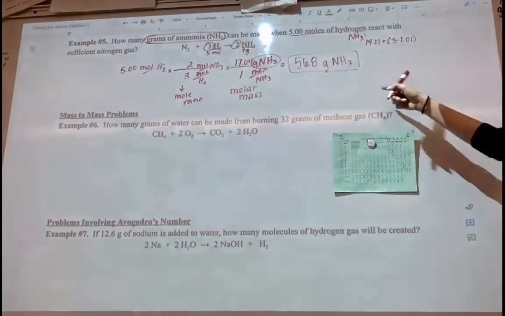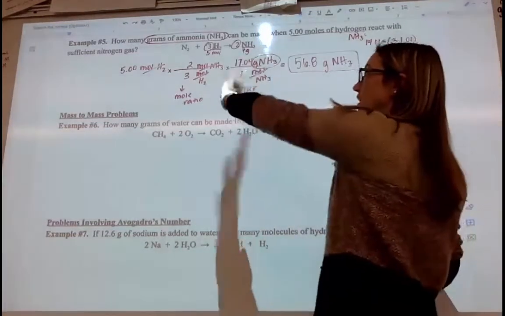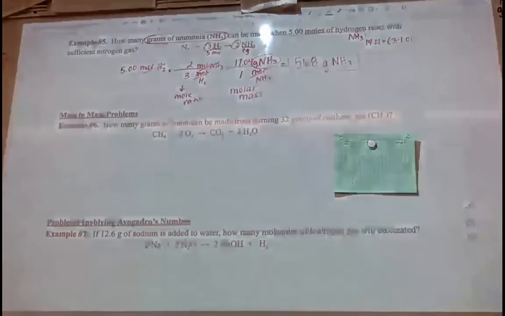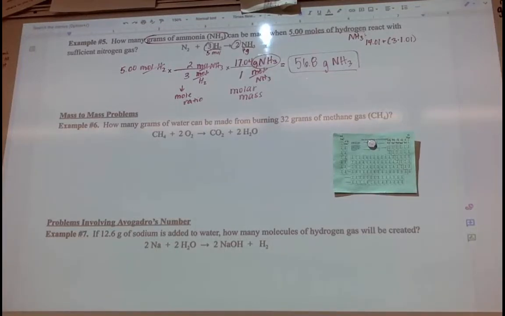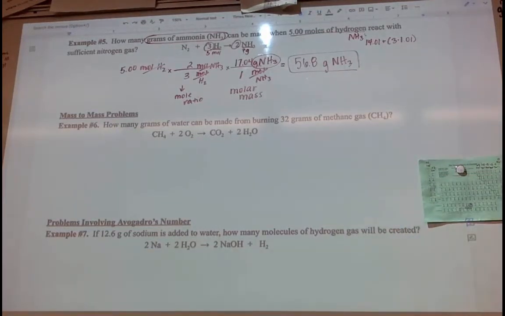So all we were focused on in this problem was hydrogen and ammonia. We didn't care about nitrogen in this. It didn't give us information. We don't care about it. With stoichiometry, you're always looking at 2 substances. You're given and then what you're trying to find. Now let's look at example 6. This is going to help us for the lab. Because in the lab, we're going to be doing a gram to gram calculation.